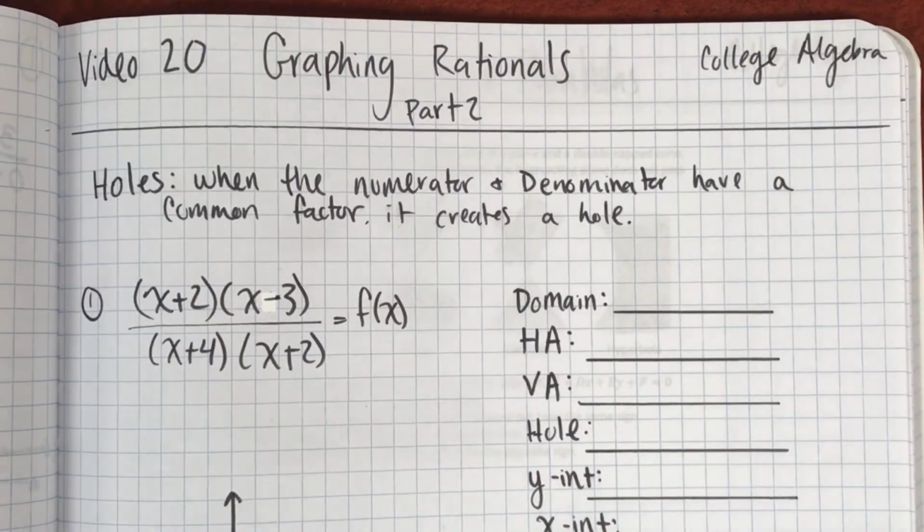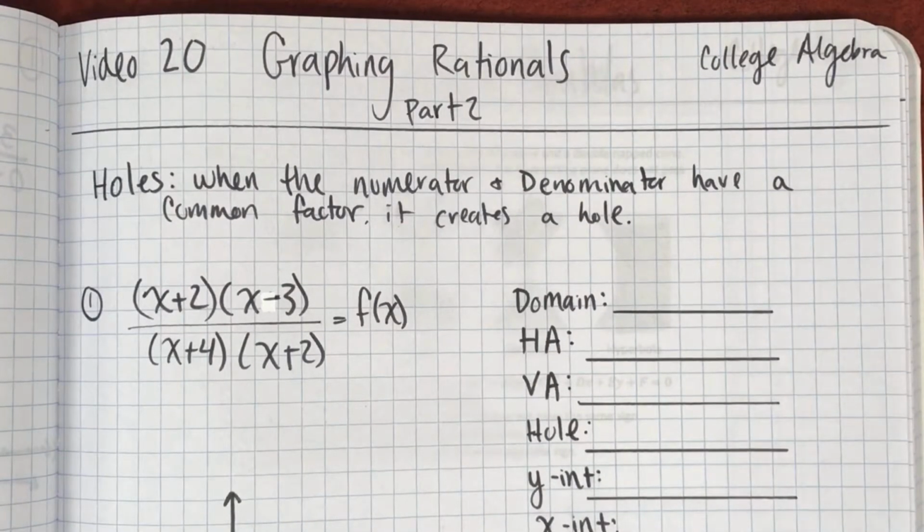This is video 20 for College Algebra, and this is part 2 of graphing rational functions. If you haven't watched part 1, it is an introduction to horizontal and vertical asymptotes, and we briefly talked about holes. Today we're going to be talking in depth about what holes are and our slant asymptotes.